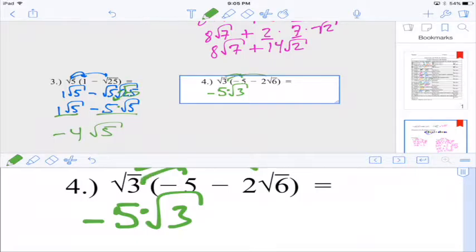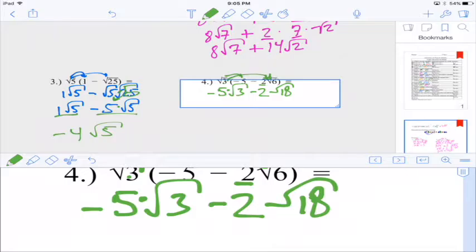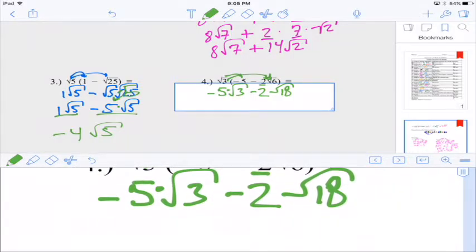Square root of 3 times negative 2 square roots of 6. Well, 2's on the outside. I'm going to say minus 2. 3 times 6 is 18. Negative 2 square roots of 18. Well, I'm going to try and simplify that 18. Well, I can. 18 can be simplified into 9 and 2.